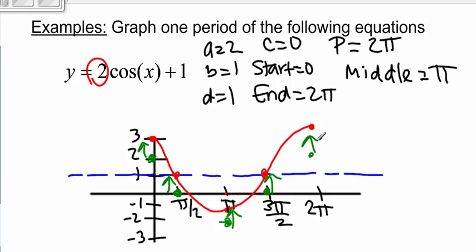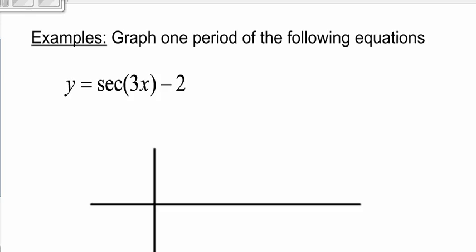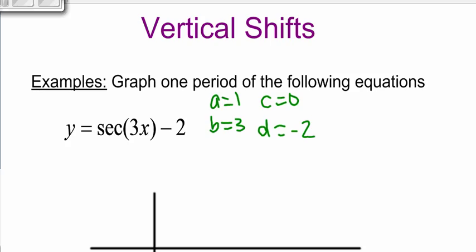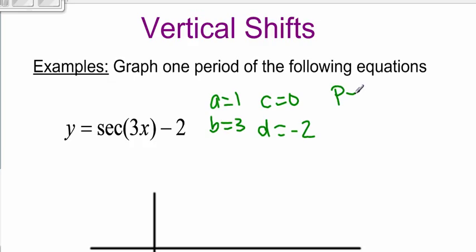Either method, perfectly acceptable. Okay, so here we have secant, no a value this time, so just a 1. Our b value is 3. Our c value is 0 because we don't have any, and our d value is -2. Okay, so then I'm going to find my period, which is going to be, because it's secant, 2 pi divided by my b, which is 3.